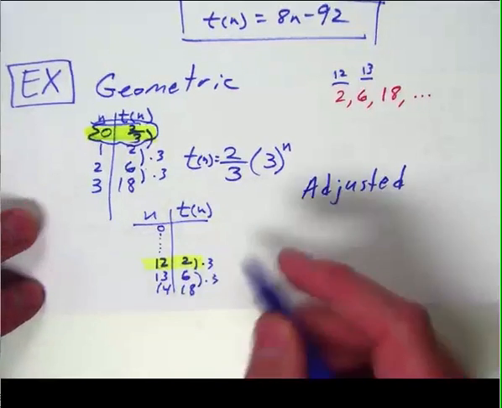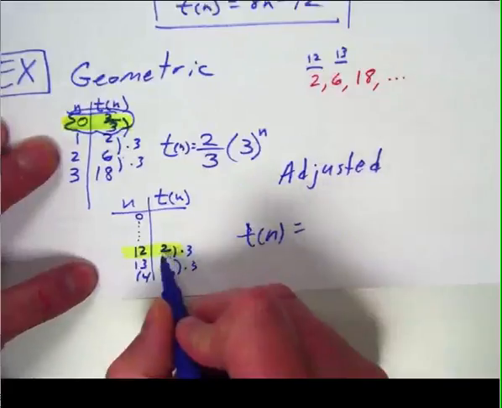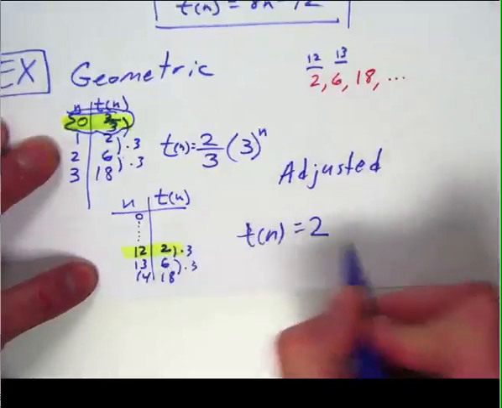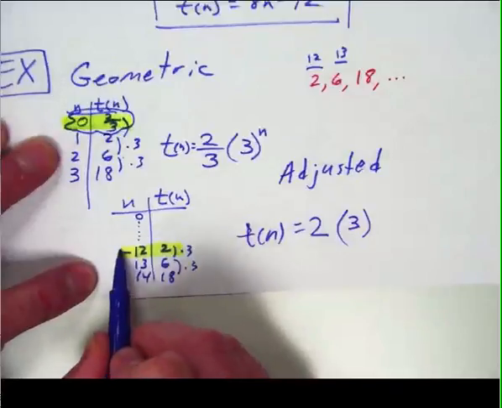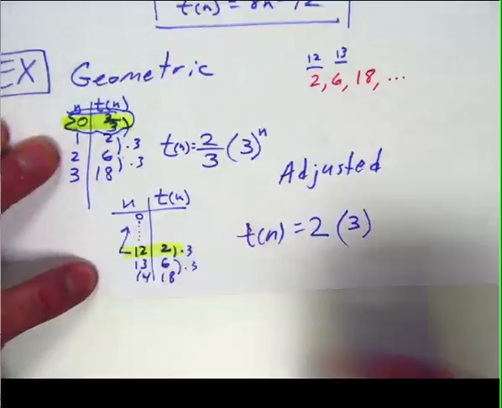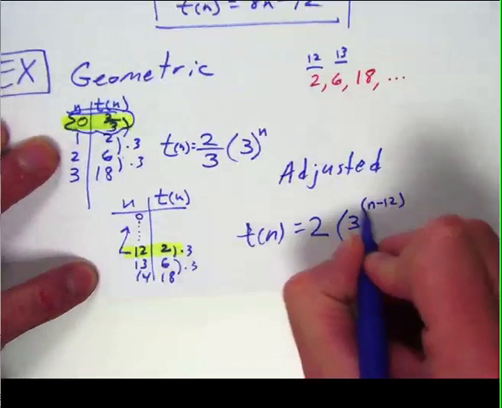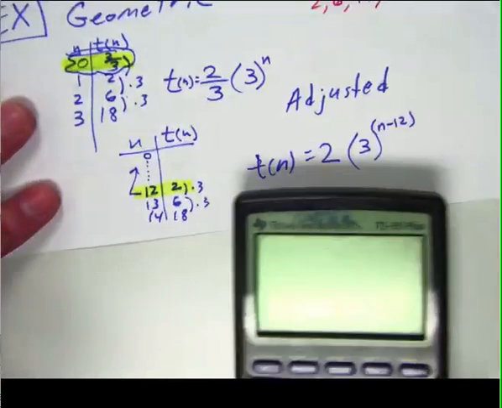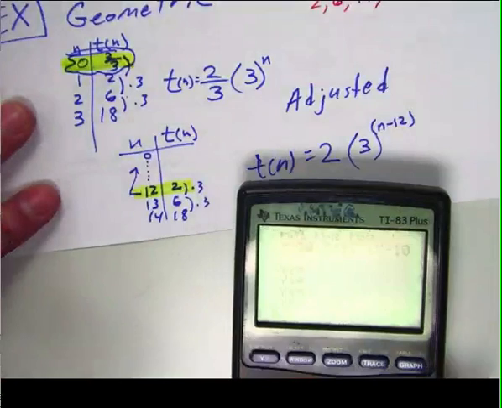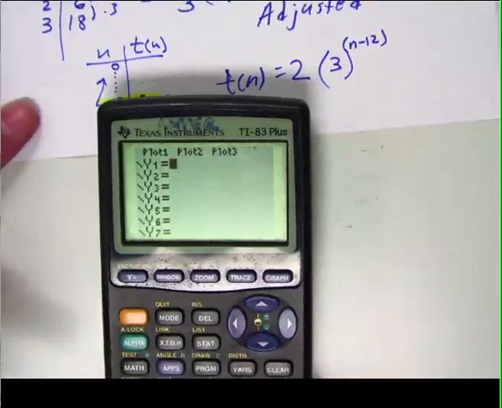Well, if that's where I want to start, I write my sequence adjusted as T of n equals, I'm going to start right there. I'm going to start at 2. What's happening to the 2 is I'm multiplying by 3, but I need to go 12 moves back to get to 0. So then the equation would be n minus 12 as my exponent instead of just a plain n. And you can type that in your calculator to verify that that is in fact the equation. So if you just simply type that in, you can see what that equation is and that the table works.